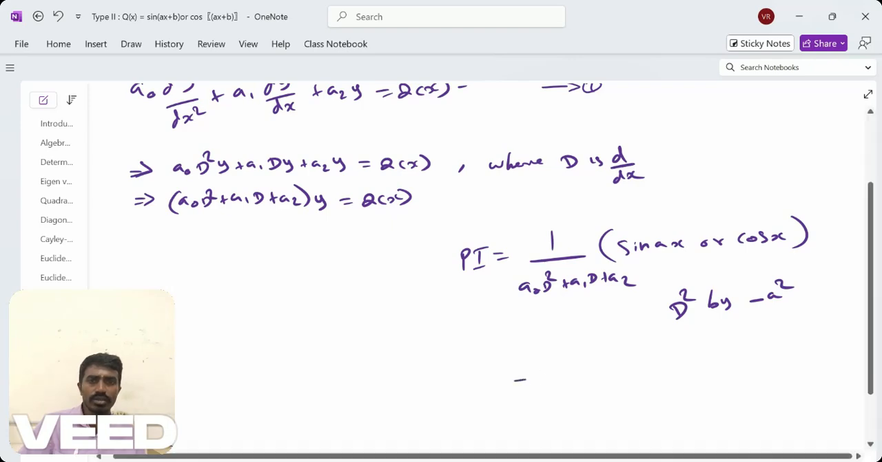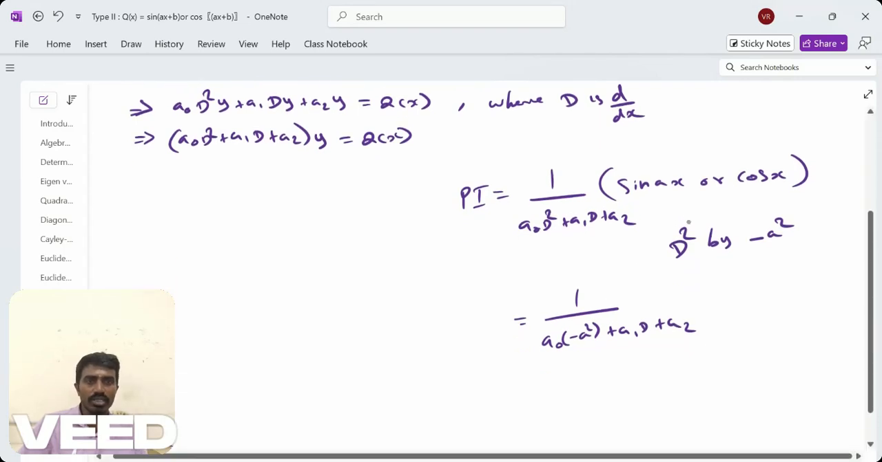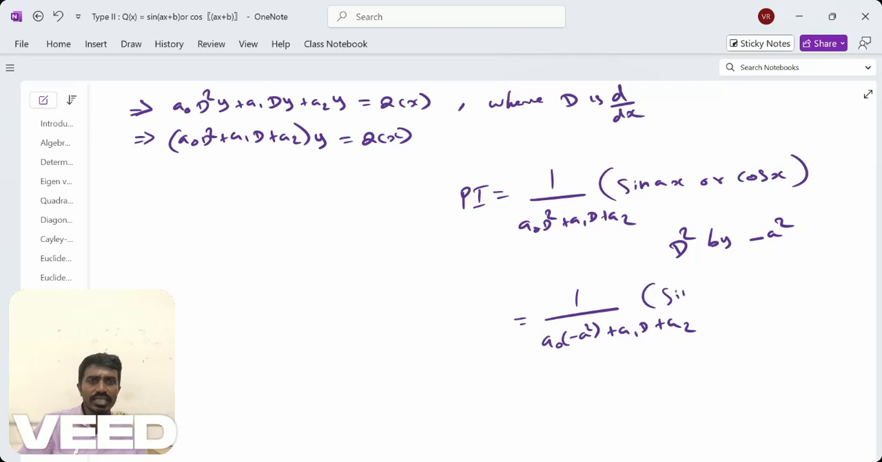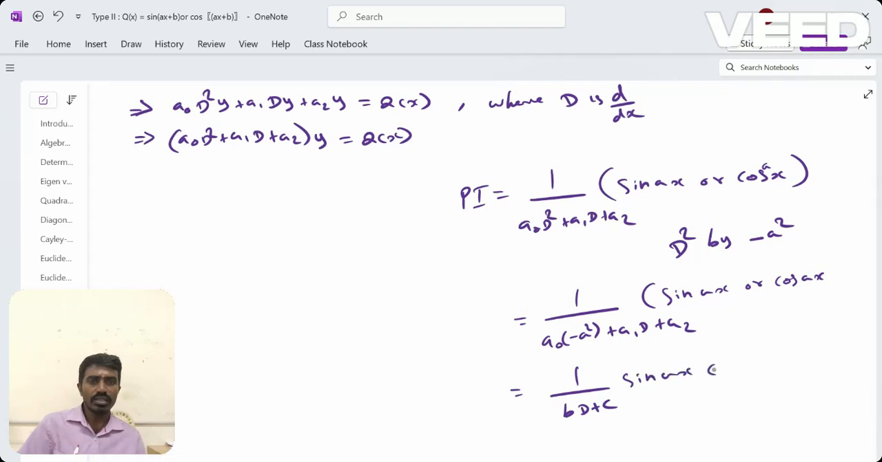Then you may get 1 divided by a naught into minus a square plus a1 D plus a2. You should not replace D. Only replace D square by minus a square. Then here you may get sin ax or cos ax, both are of the same type. Then you may get of the form 1 by bD plus c, into sin ax or cos ax.